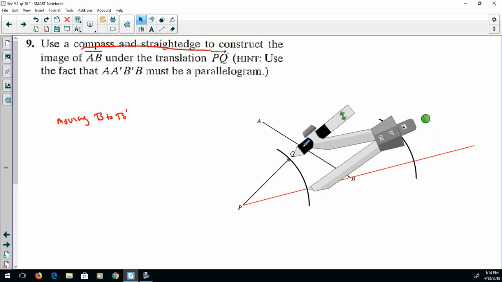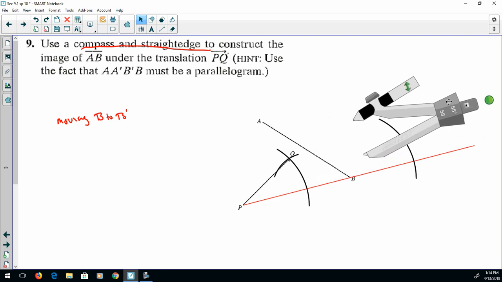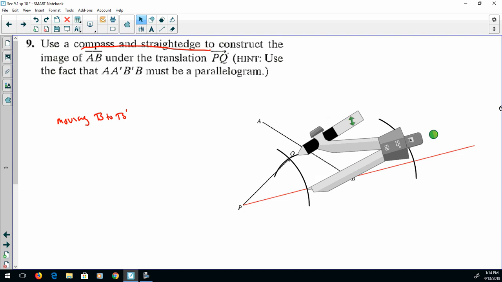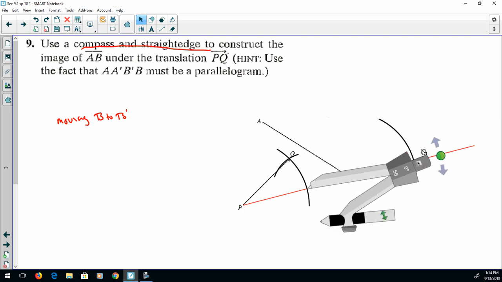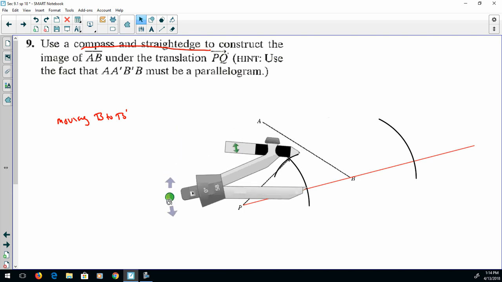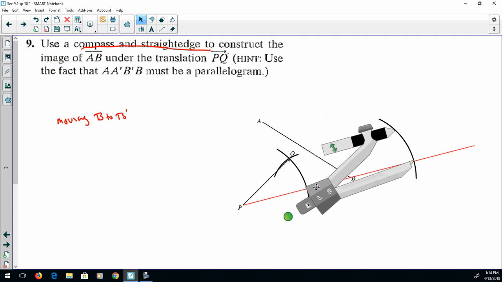Now, without changing the compass, I'm not going to be able to fit. Let me see if I can do this. Make sure I got the right width here. Yeah. Without changing the width of the compass, put the pointy end up here where the arc intersects PB, and draw it so that it crosses there. Now I can mess with it.